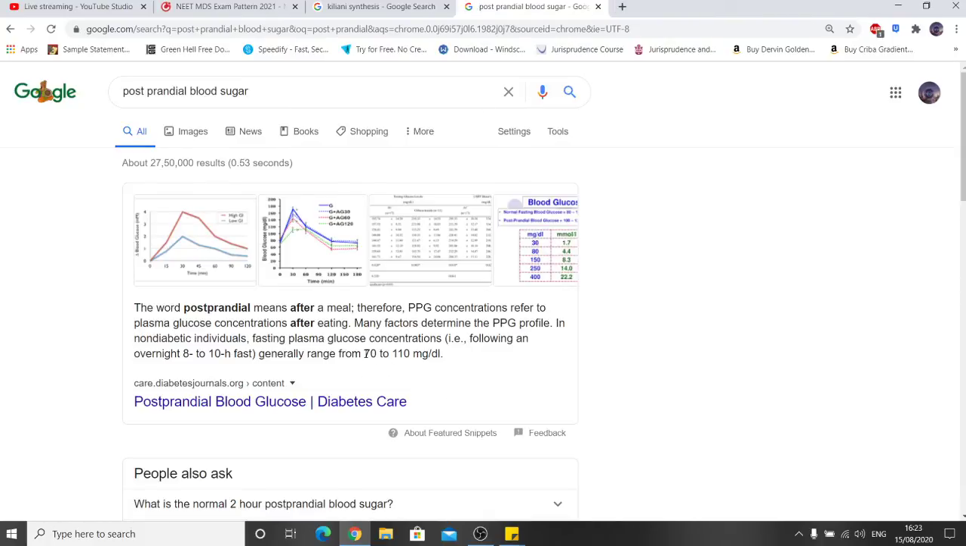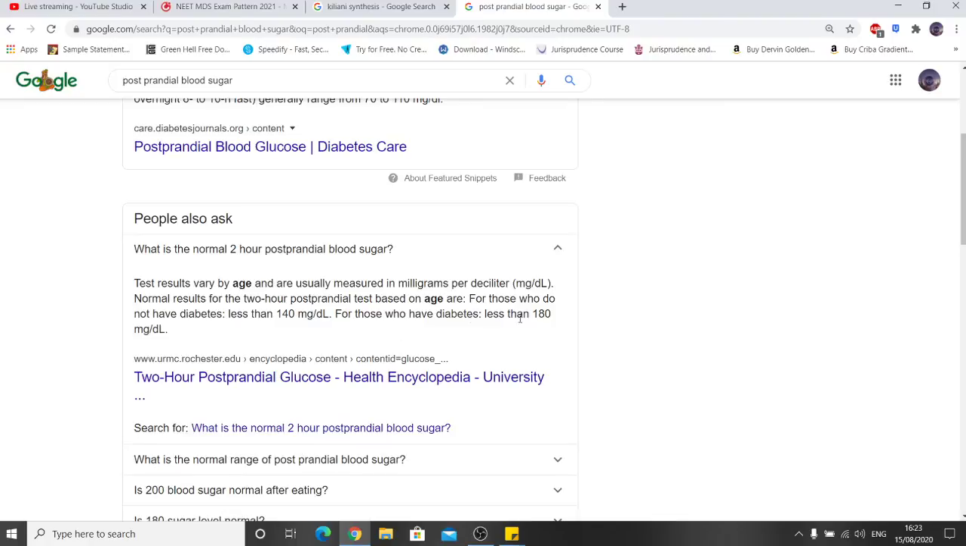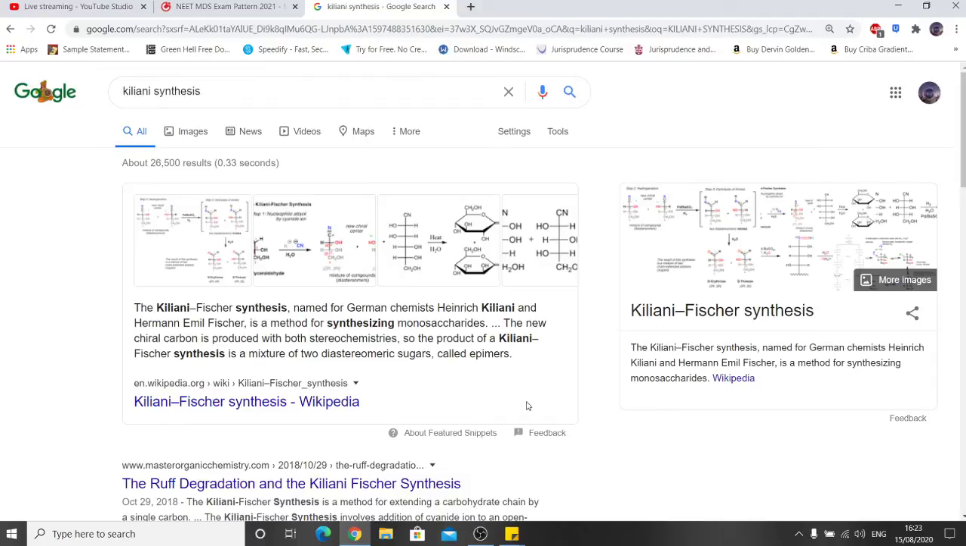Range in non-diabetic fasting is 70 to 110 as I said, but less than 40, less than 80. It depends.